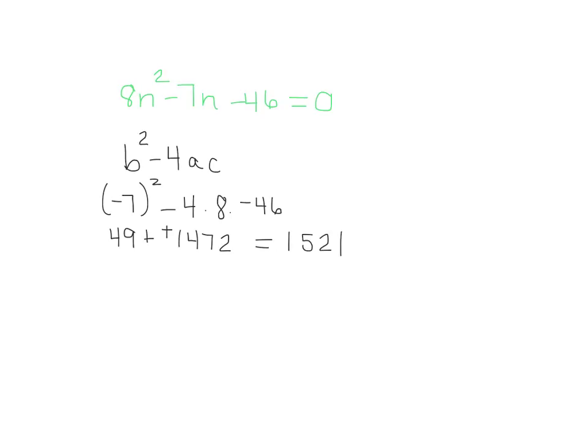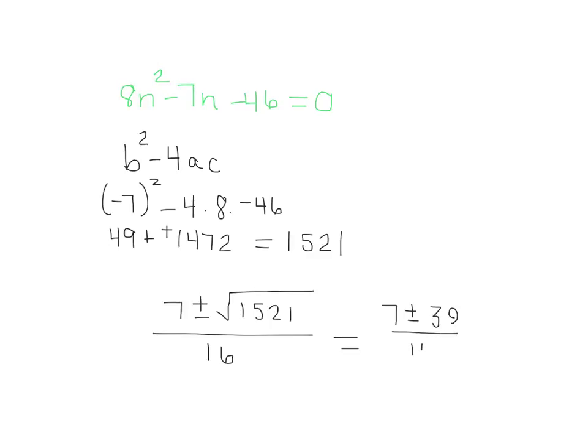So the quadratic formula says take the opposite of b. Well, b is negative 7, so the opposite of negative 7 is positive 7, plus or minus the square root of the discriminant, which nicely I'm going to find is a nice whole number, all over 2a, which would be 2 times 8, which is 16. The square root of 1,521 is 39. So I have 7 plus or minus 39 all over 16.